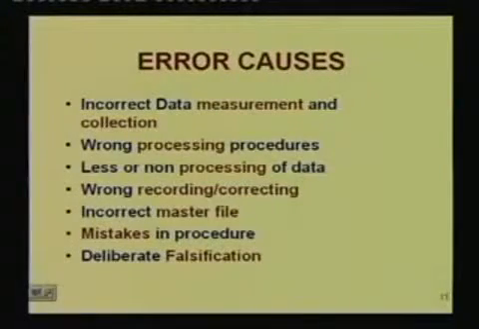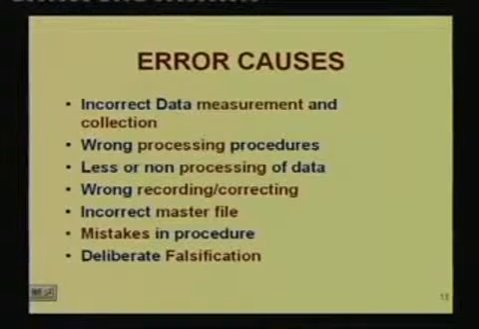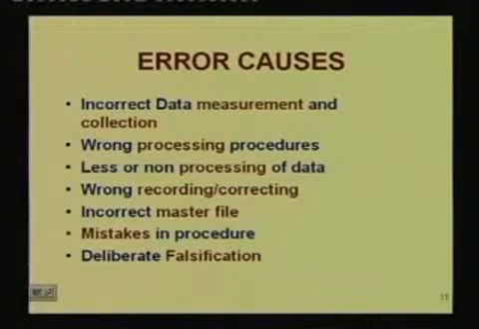So it's very important that we follow the correct data measurement and collection procedures. We follow the right processing procedures. Alright, sometimes what happens, the data is available but it has not been processed. So, non-processing of data, wrong recording or correcting, again the same point keeps coming back. Whenever we have too many procedure steps, too many stages of data entry, there will definitely be chances of human errors. So reduce human errors by reducing data entry, by reducing levels of data entry, by reducing the number of data entries for the same item.